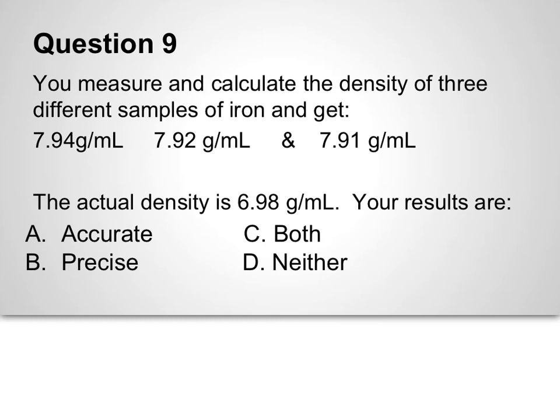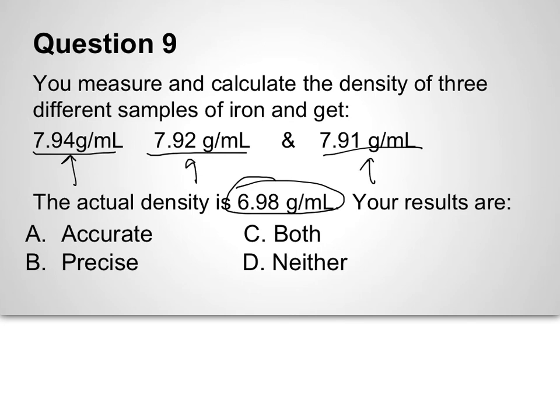You measure and calculate the density of 3 samples of iron, and you get these answers: 7.94, 7.92, 7.91. If the actual density of iron should be 6.98 grams per milliliter, are your results accurate, precise, both, or neither? Well, precision means your answers are all close together. They agree with each other. You get the same answer every time. And these 3 results are very close together.